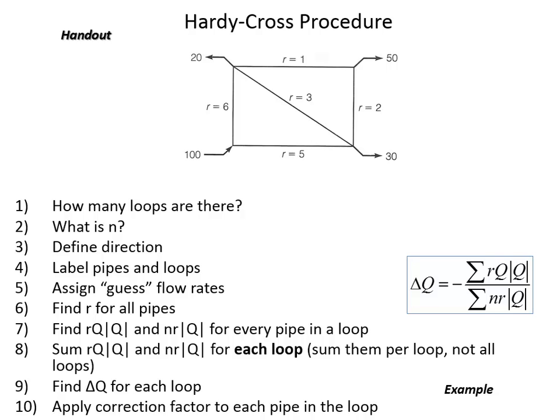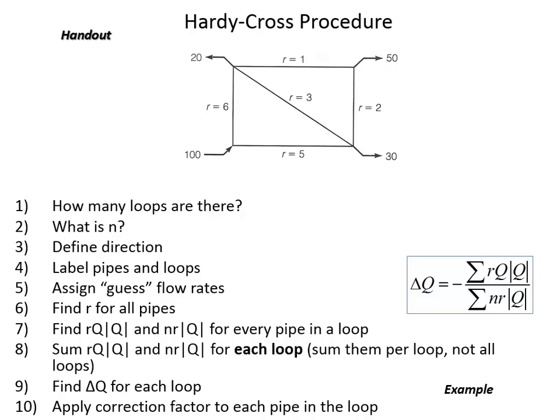So we've already decided that n is 2. There's 2 loops. So in our first iteration, we're going to do some stuff that's related to loop number 1 and some stuff that's related to loop number 2. The pipes that we're going to keep track of, inside of loop 1, there's pipe 1, 4, there's pipe 1, 3, and pipe 3, 4. And there's also pipe 1, 2, 2, 3, and 1, 3.